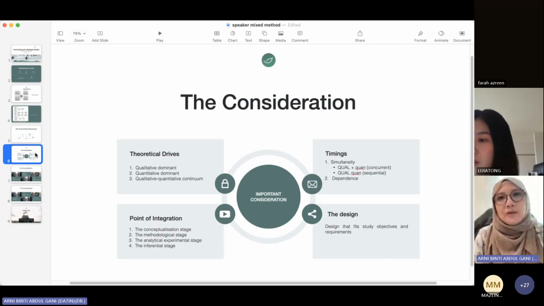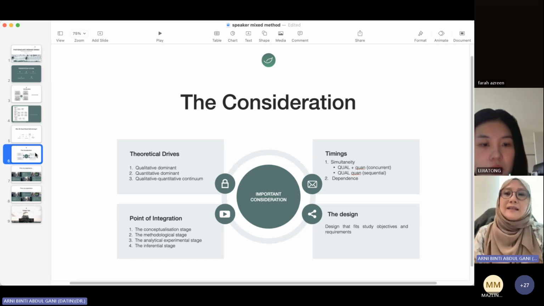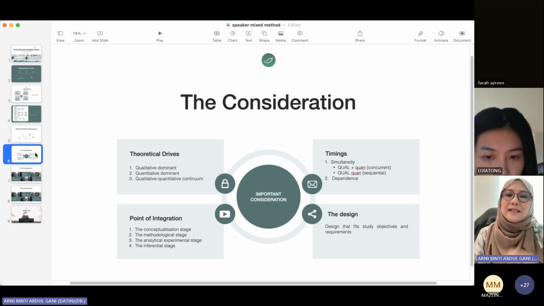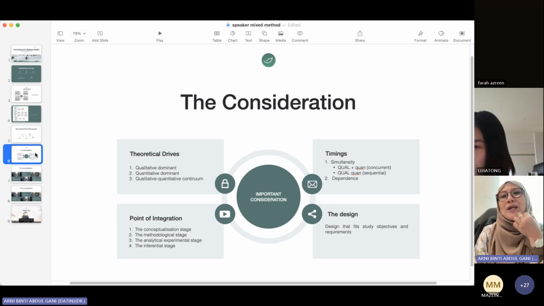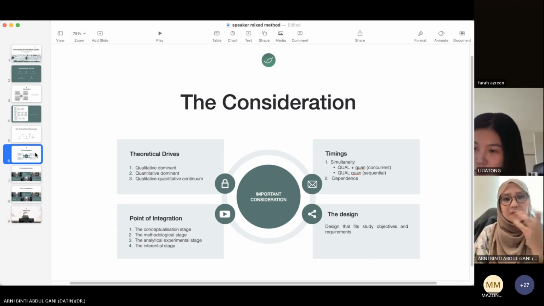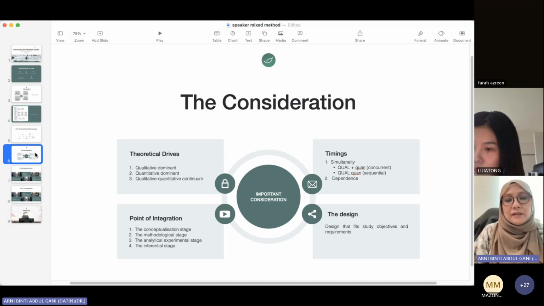Say you already know that, okay, I want to do mixed methodology. I think my research needs a mixed methodology. What are the considerations? This is going to get a little bit technical. So what are the considerations if you eventually choose to do mixed methodology? First is theoretical drives. Like any other kind of research design approach, mixed methodology also has theoretical drives.